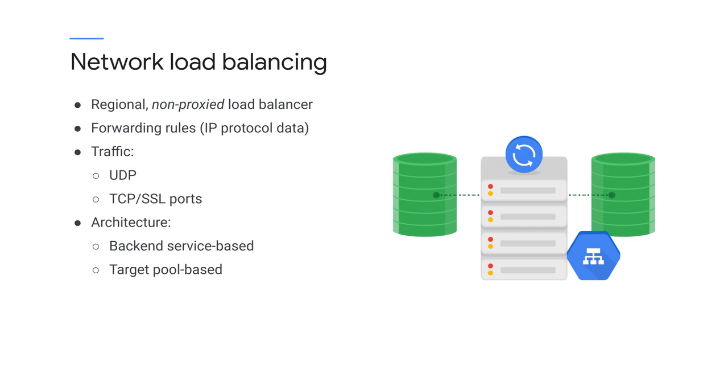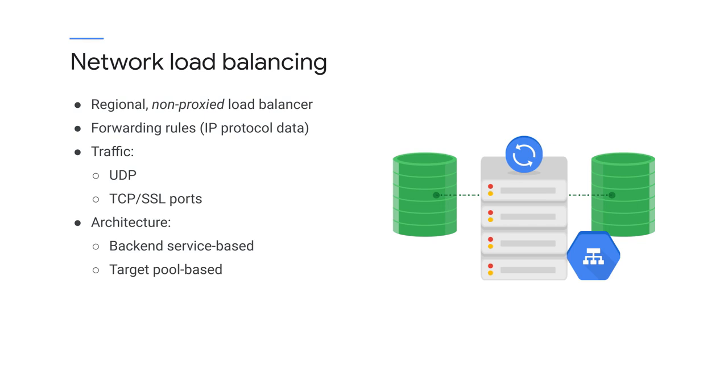This load balancing service uses forwarding rules to balance the load of your systems based on the incoming IP protocol data, such as address, port, and protocol type. You can use it to load balance UDP traffic and to load balance TCP and SSL traffic on ports that are not supported with the TCP proxy and SSL proxy load balancers.